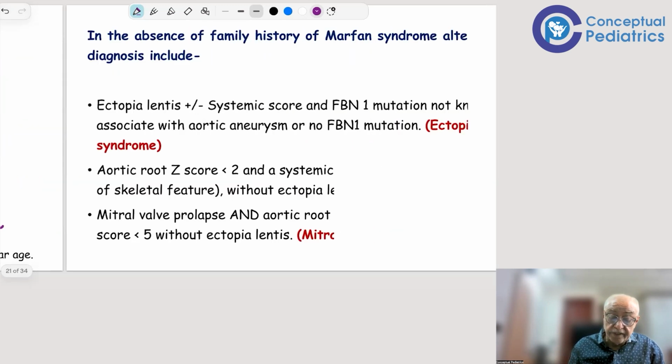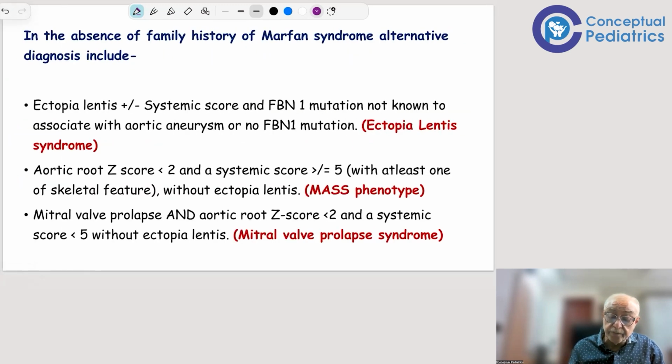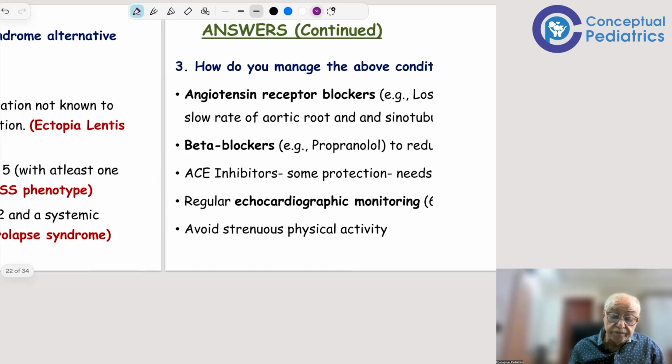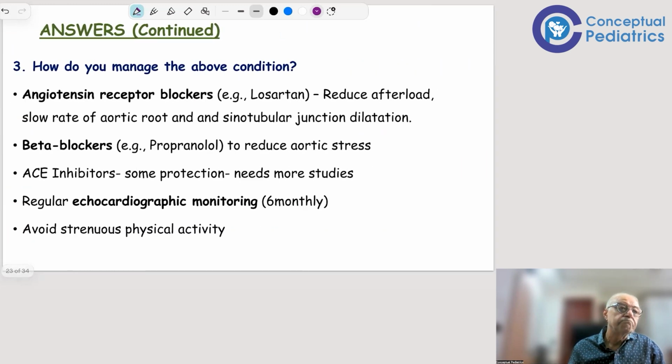So that is what was the indication. So in the absence of the family history of Marfan syndrome, alternative diagnosis, which I said should be included, and that is what you should keep in mind. Basically, you should keep in mind the possibility of Ehlers-Danlos syndrome because there is increased elasticity.